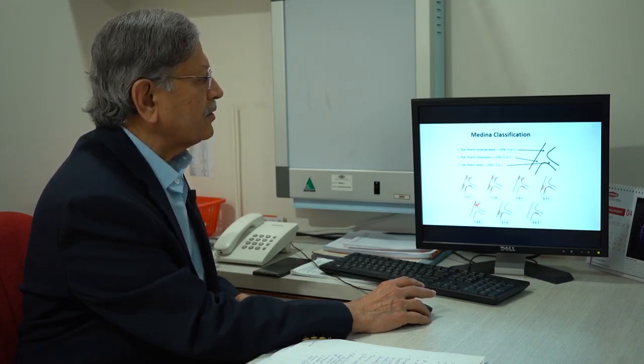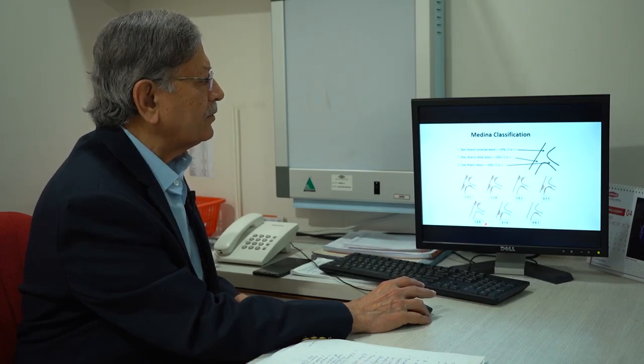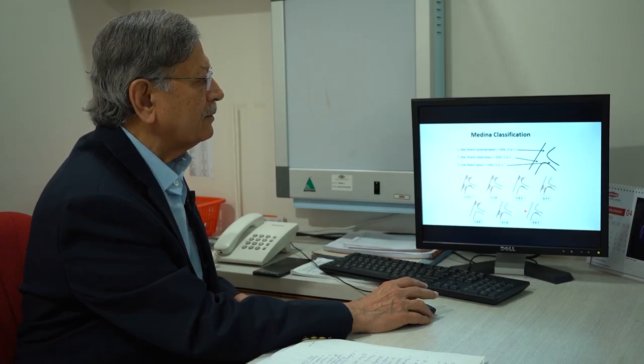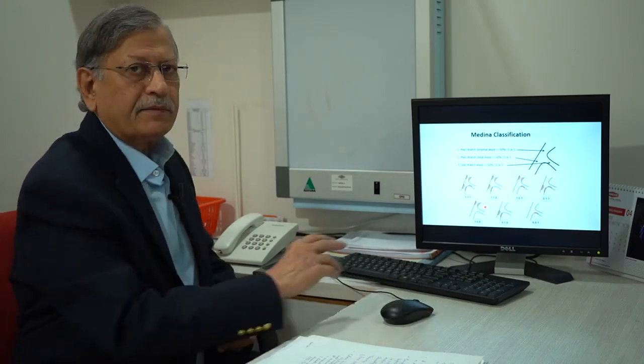Here it's just proximal and nowhere else, so it's 1, 0, 0. It's only the distal main branch, so it's 0, 1, 0. And it's only the side branch involved, so it's 0, 0, 1. So this is the Medina classification.